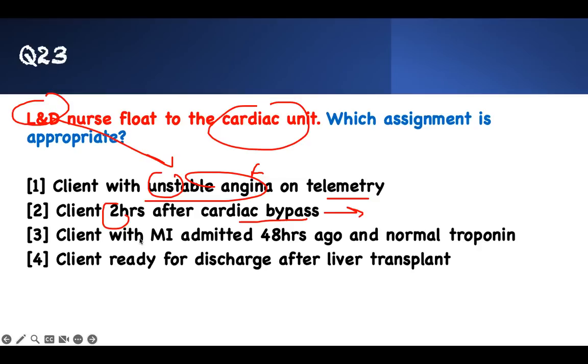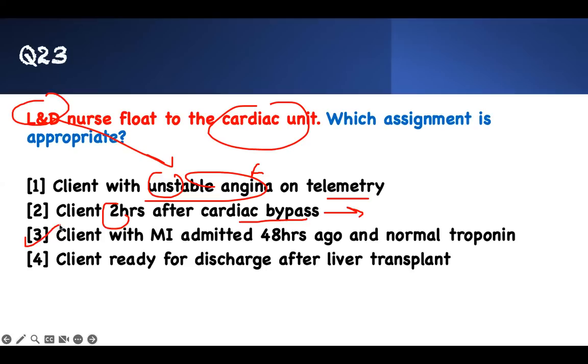A client with MI admitted 48 hours ago and a normal troponin. The client was admitted 48 hours ago, no chest pain, the troponin is resolved. Usually, these are easy patients. You just manage routine vitals and other stuff. Oh, troponin, that's normal. So this sounds appropriate.